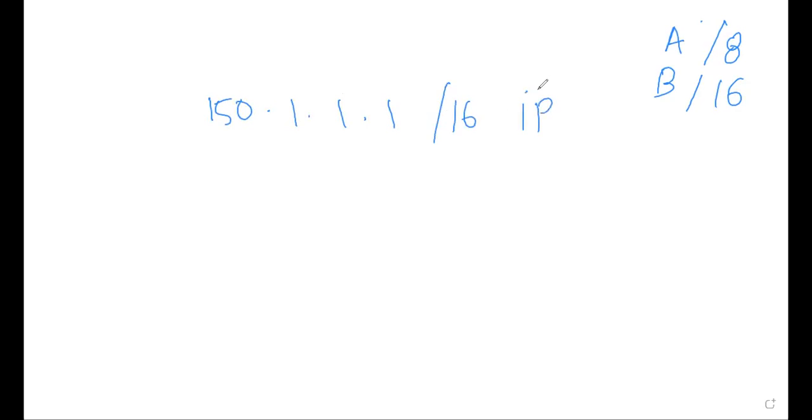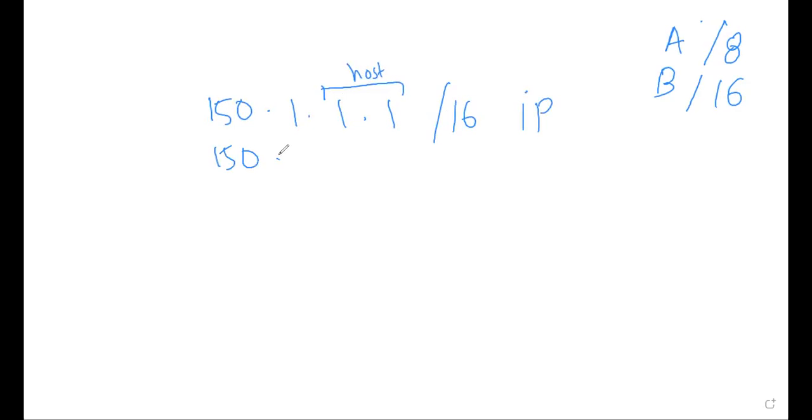So class A is /8, class B is /16. Now we're going to talk about class C. For class A, 1 octet is in the network and 3 octets are in the host. Class B has 2 octets in the network and 2 octets in the host. So if I'm writing any example, let's say 150.1.1.1/16, this is the IP, and this is the host portion.